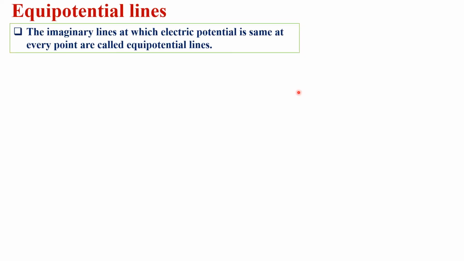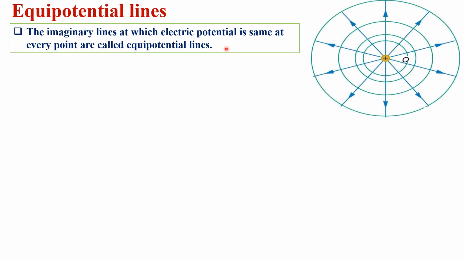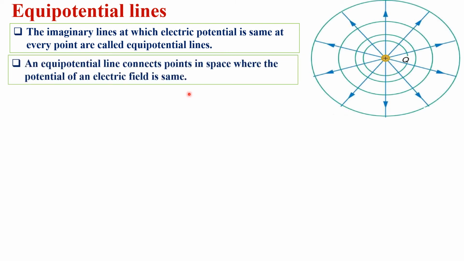Our next topic is equipotential lines. Equipotential is a combination of two words, equi and potential. Equi means same, and potential we have already discussed. So from the definition, the imaginary lines at which the electric potential is the same at every point are called equipotential lines. An equipotential line connects points in space where the potential of an electric field is the same.